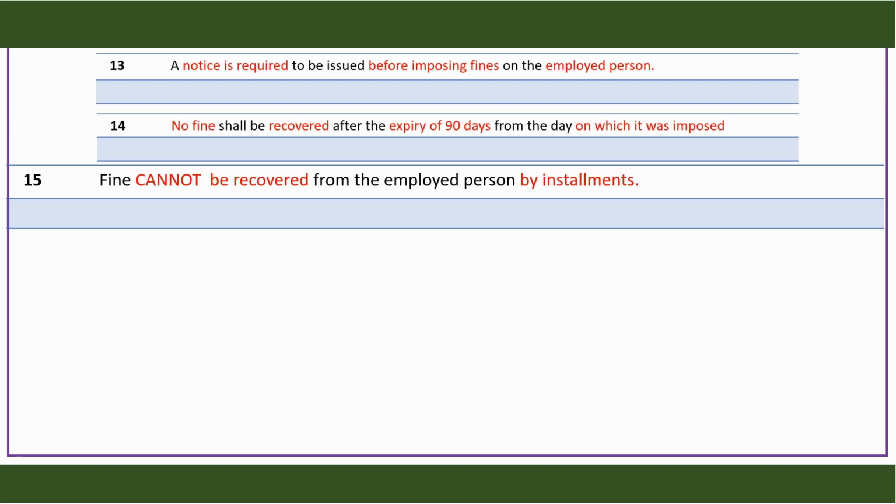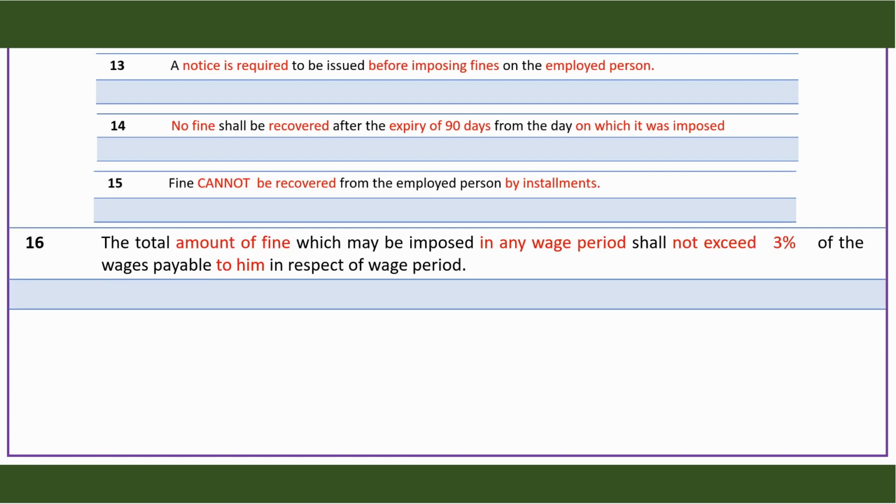Even when it is recovered within 90 days, it cannot be recovered in installments. It has to be recovered in a lot. And there is a restriction on the extent of fine. A fine in any month cannot exceed 3% of the wages payable to him in respect of every wage period.